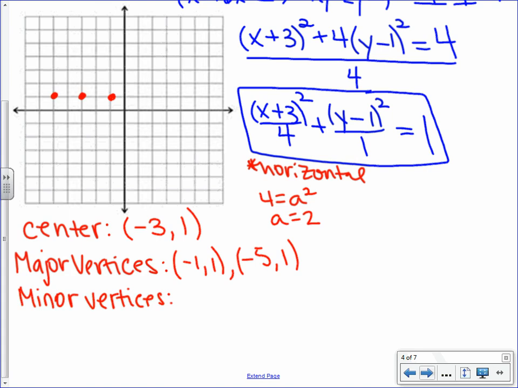If this is our b squared, what is b? Okay. So if b is 1, then we're going to move the other direction, b. So since we moved horizontally with a, we're going to move vertically with b. So now we have the shape of our ellipse.